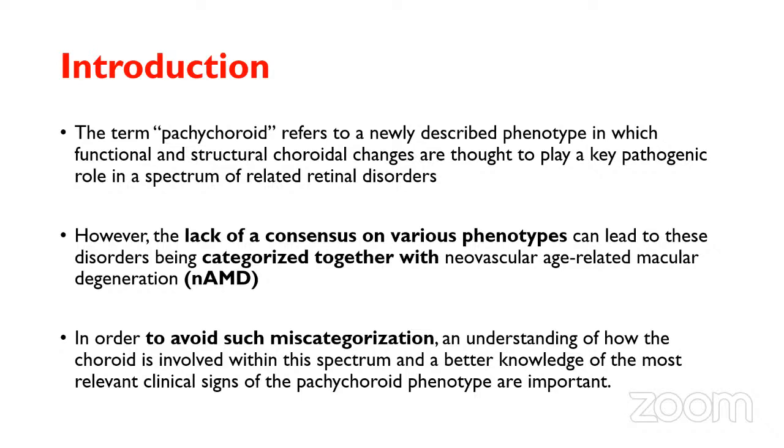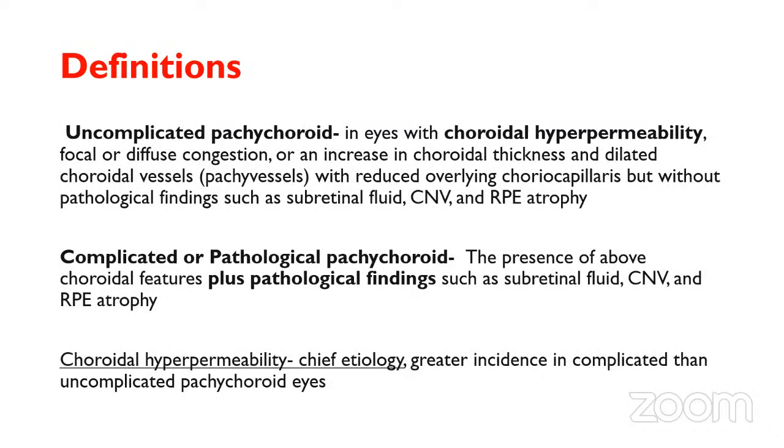in this presentation. So definition, there are two types. One is uncomplicated and the other is complicated or pathological pachychoroid. Uncomplicated pachychoroid is seen in eyes with choroidal hyperpermeability with focal or diffuse congestion or an increase in choroidal thickness and dilated choroidal vessels, which are known as pachyvessels, and there is reduced overlying choriocapillaris, but without pathological findings such as subretinal fluid, CNVM, or RPE atrophy. So the normal choriocapillaris are reduced in size, but there is development of new choroidal vessels, which are known as pachyvessels. And complicated or pathological pachychoroid is the presence of all the above choroidal features plus pathological findings like subretinal fluid, CNV, and RPE atrophy.